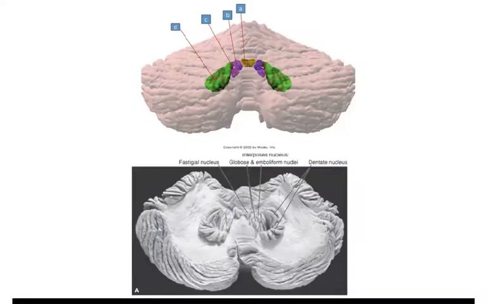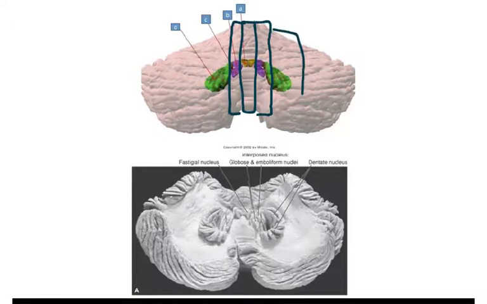So there are 3 cortical zones of the cerebellum, and they are the vermal portion, which is just along the midline, the paravermal portion, that's just right next to the midline, and then these lateral zones out here.